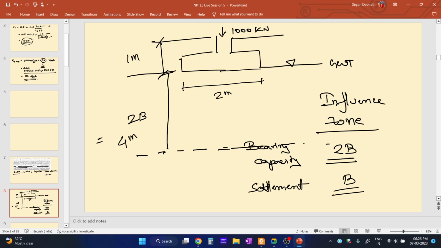Sir, this is the weight zone. Yes, sir, it is the weight zone.